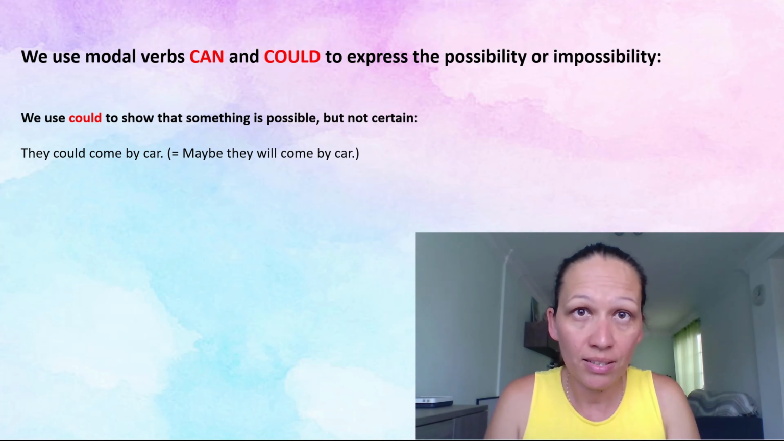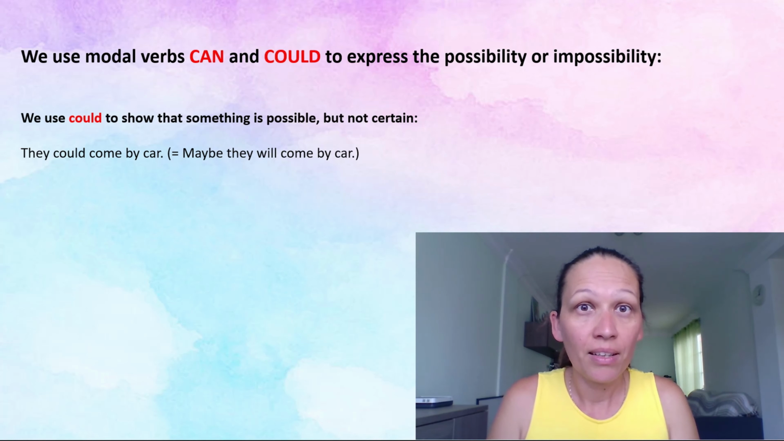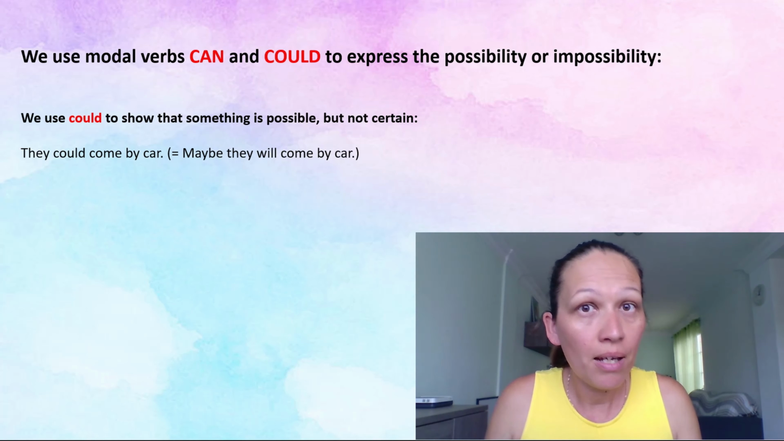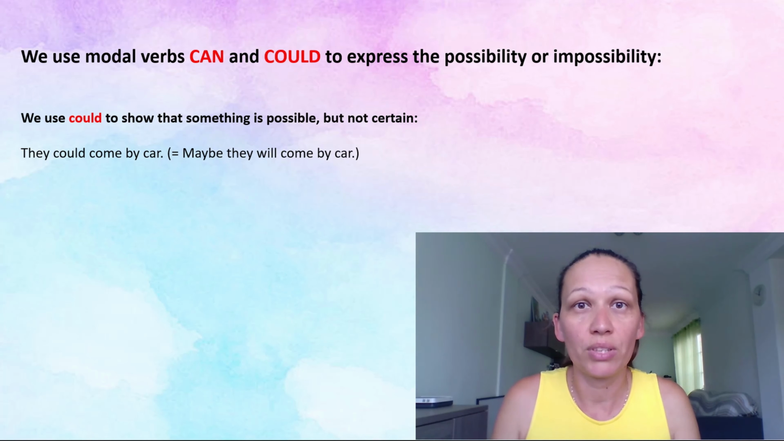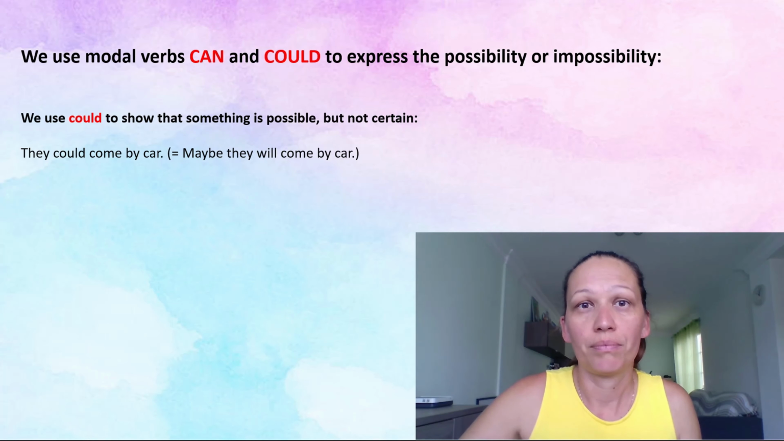Probably they will get a bus and they will come by bus. Maybe they will come by car, maybe not. So there is a possibility, but we're not sure about it. That's why we use could.